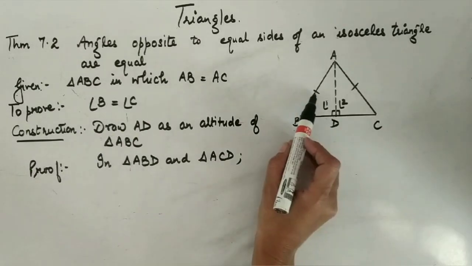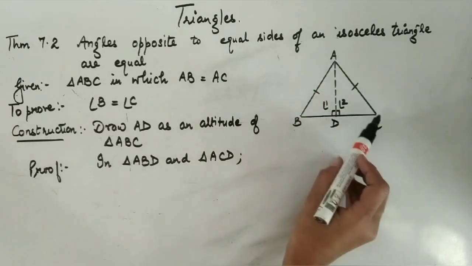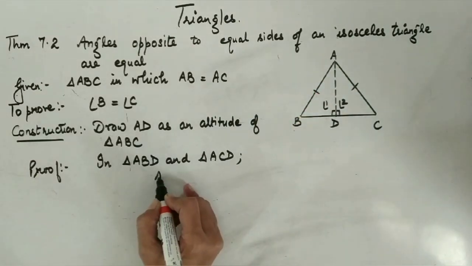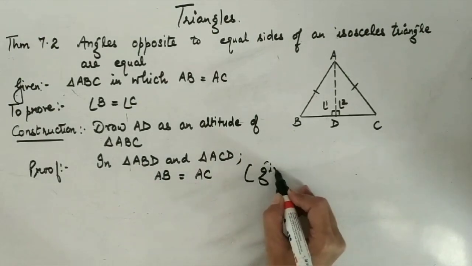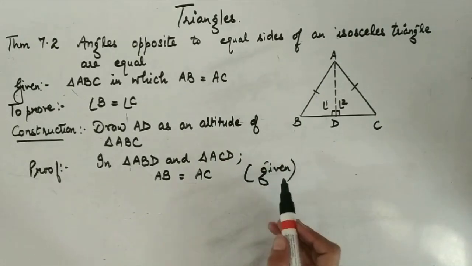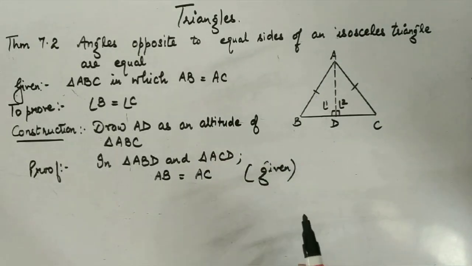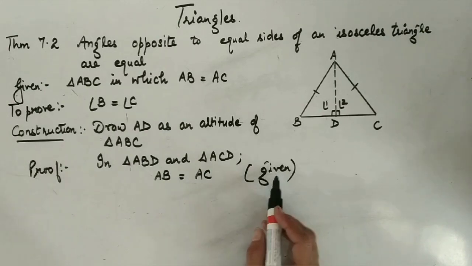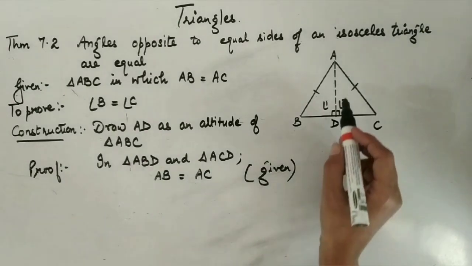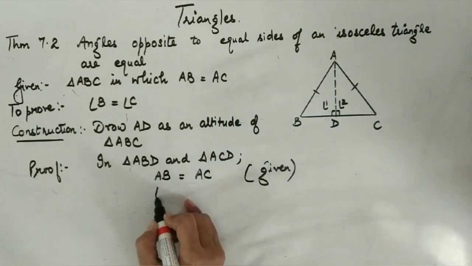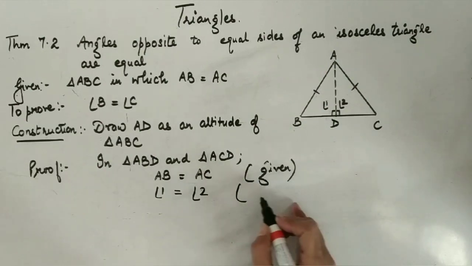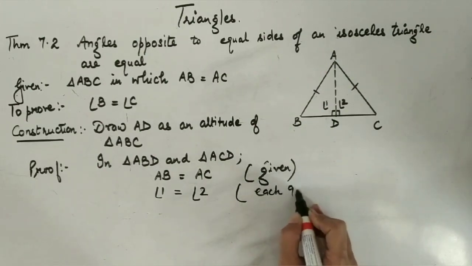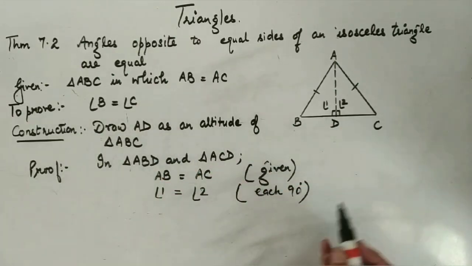Let's begin. First one which we see is side AB in ABD and side AC in ACD. These are equal. So AB equals AC. This information is given. Make sure reasons are always written. In geometry, reasons are of supreme importance. Then next we have angle 1, angle 2. This is each 90. This is by construction. You either write by construction or just write each 90, because construction even says so.